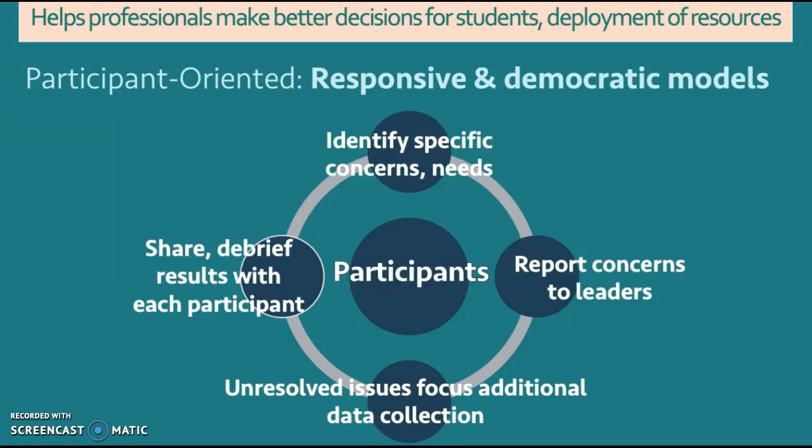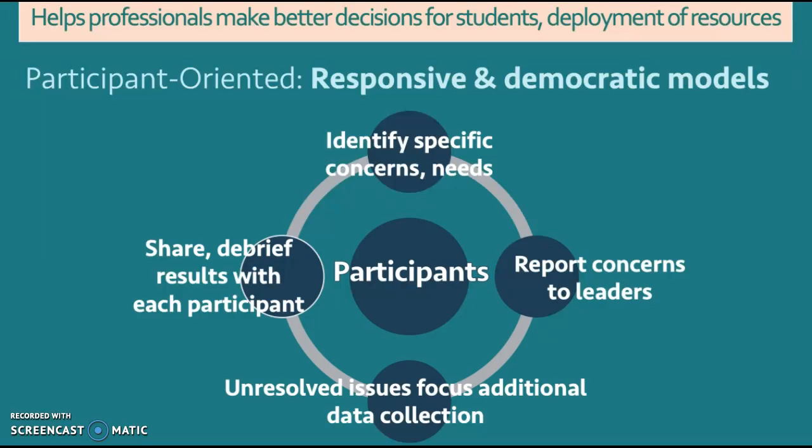And then any sort of issues that aren't resolved through that process become the focus for additional data collection. And they also kind of become the sorts of things that you set off to the side and say, okay, we made this sort of progress. This is what's left, or these are the sorts of conditions that still remain. And then once that's done, there's a process of sharing and debriefing results with each participant.